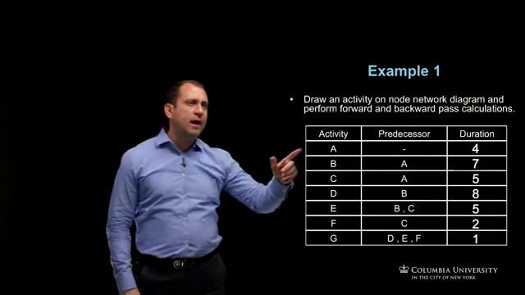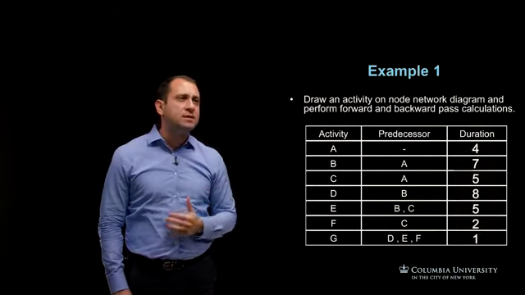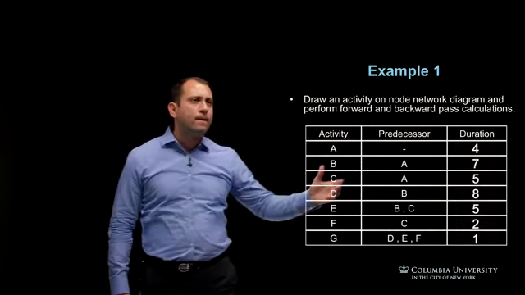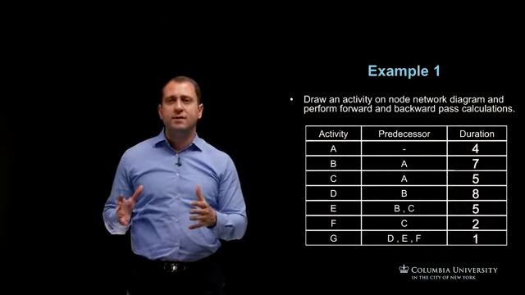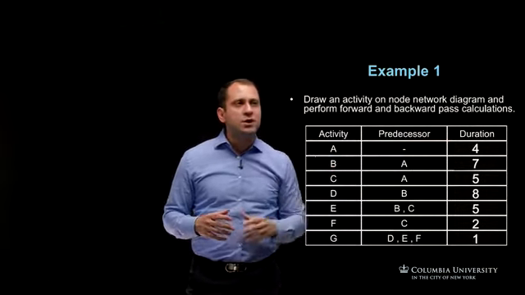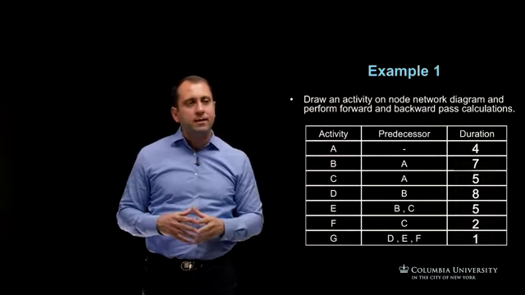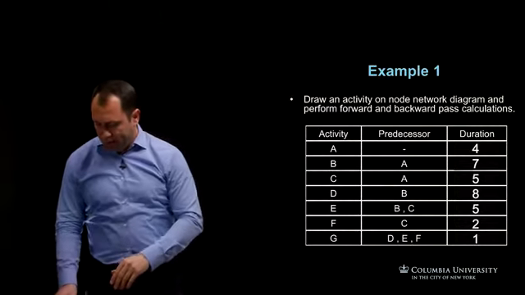Activity A, as we can see here, doesn't have any predecessors, which highlights it is the first activity on the project, and here is the duration of each of the activities, and so on from B, C, all the way to G. So let's go one by one.